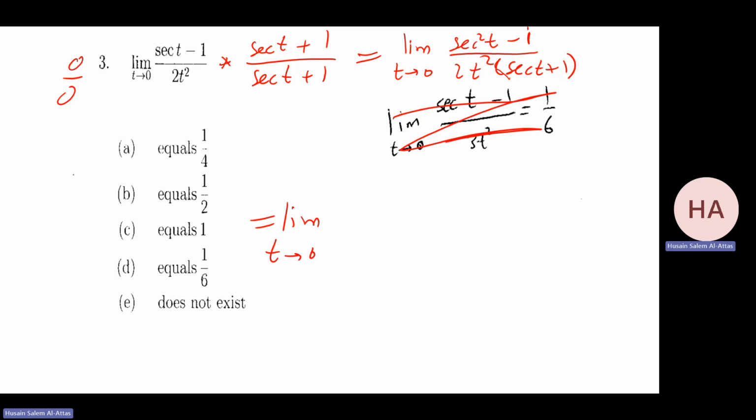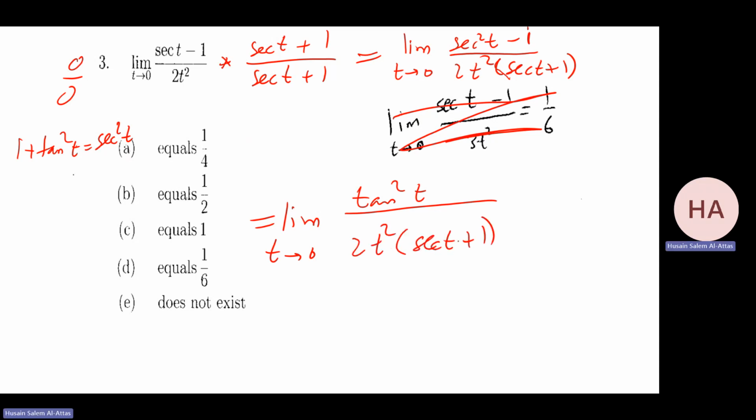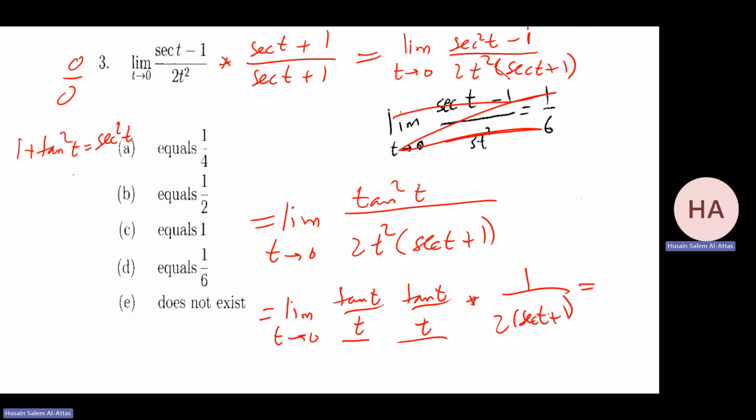Secant square minus 1 is what? You know that 1 plus tan square t is secant square t, so secant square minus 1 is tan square. So that will be tan square t over 2t square secant t plus 1. That will be the limit as t goes to 0 of t over t and t over t, 1 over 2 secant t plus 1. This is 1, and the last one, substitute, secant 0 is 1, 1 plus 1, so the answer is 1 over 4, which is this one.